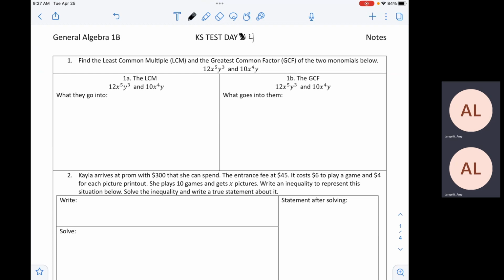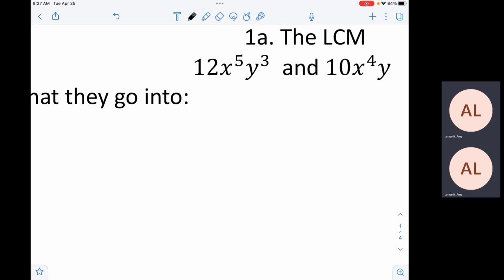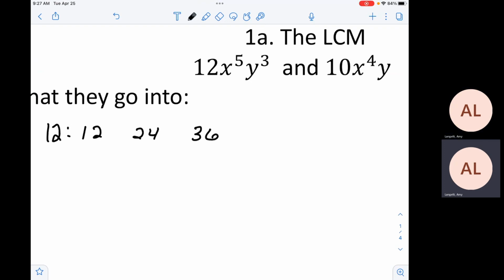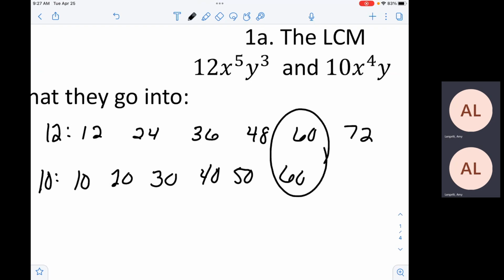Okay. Find the least common multiple and the greatest common factor of these 2 monomials. Let's go ahead and go straight into the least common multiple. What are the multiples of 12? It's going to be 60 because what are the multiples of 10? Good. You guys have improved immensely with your least common multiples, okay? So the number is 60.